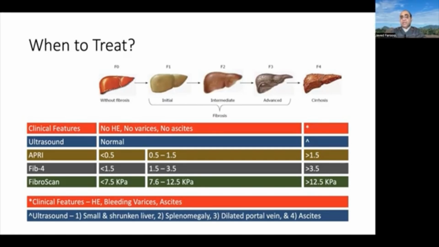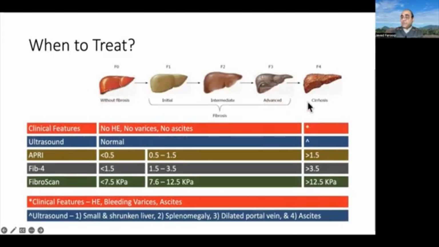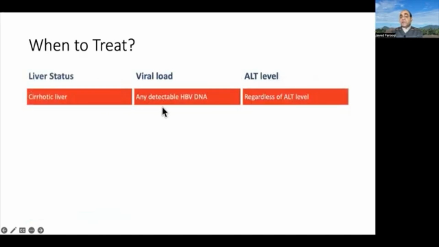So, regarding the liver status, we decide whether the patient's liver is normal or fibrotic or cirrhotic with the help of the clinical features, ultrasound, EPRI, FIB4, and FibroScan. Let's proceed further. If a patient lies in this category, cirrhotic liver, there are clinical features of cirrhosis, or ultrasound is showing features of cirrhosis, or EPRI, FIB4, and FibroScan values fulfill this criteria. In this cirrhotic liver, any detectable level of hepatitis B DNA and any level of ALT qualifies a patient to be started on antiviral treatment.